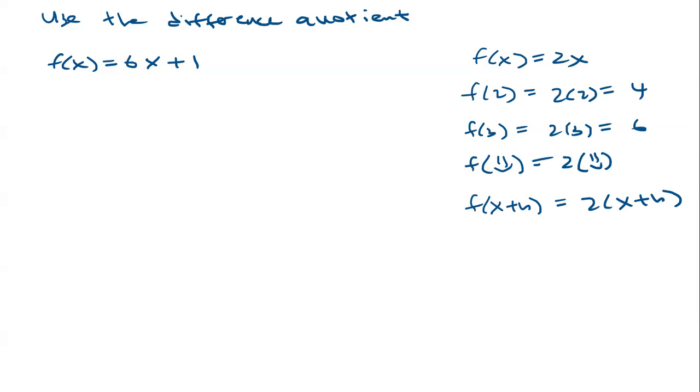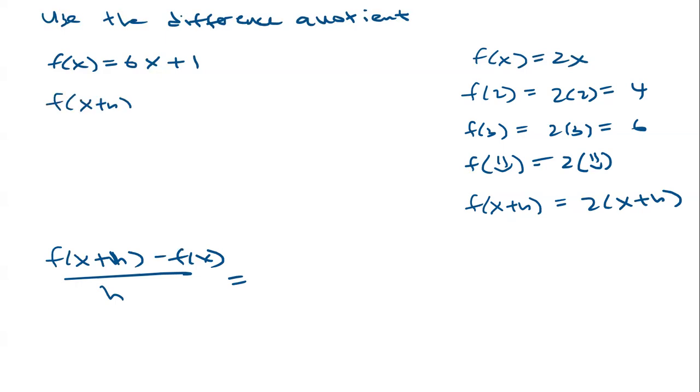All right? So I have f of x equals 6x plus 1, and I want to use a difference quotient. So the difference quotient is f of x plus h minus f of x divided by h. All right, that's an h right there. So we need to set up in this format. Well, I know f of x. F of x is 6x plus 1. What I need is f of x plus h. So let me rewrite that.